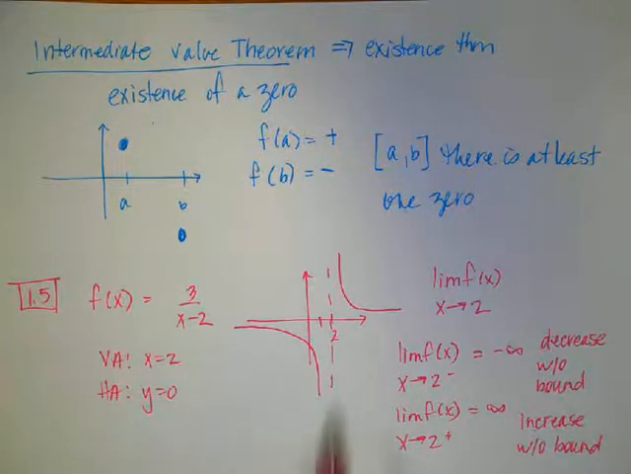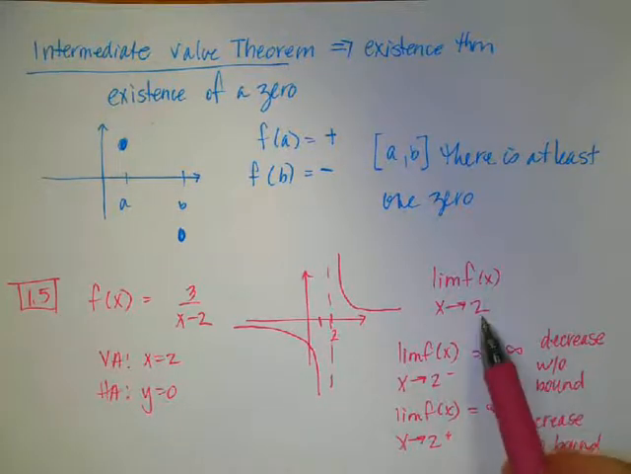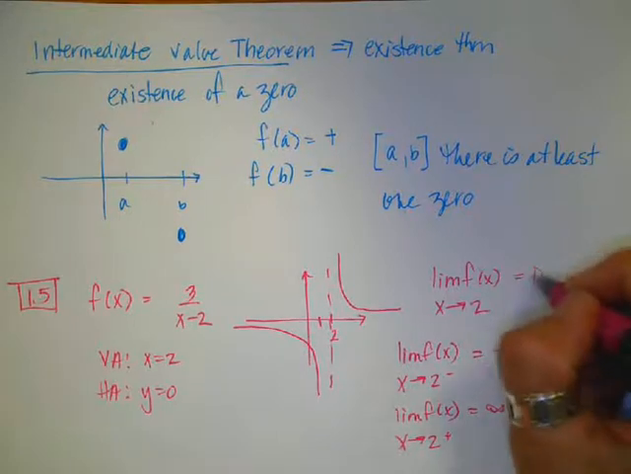The other cool thing to notice is that these are one-sided limits, because if I consider the limit as x approaches 2 as a whole, it does not exist. But the one-sided limits do exist.